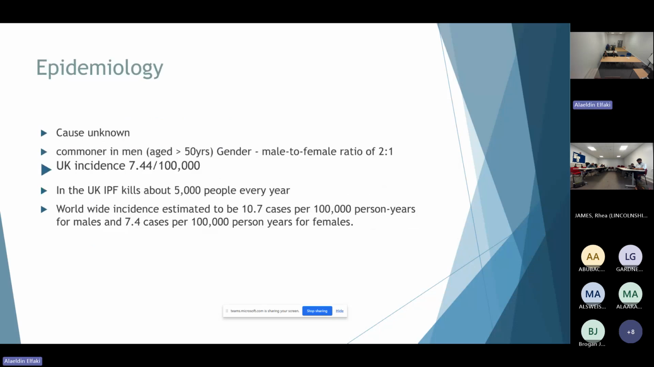So IPF, as we know, is of unknown cause and is more common in males compared to females. In the UK, the incidence is around 7.5 per 100,000 of the population. And mortality also is high, around 5,000 per year. That is a significant mortality. Worldwide, it is 10.7 cases per 100,000 per year in males and 7.45 per 100,000 in females.